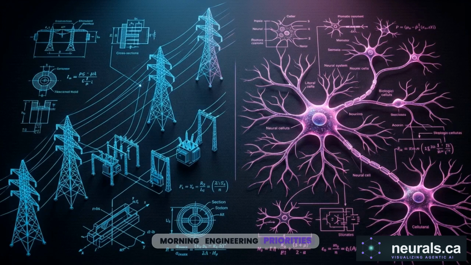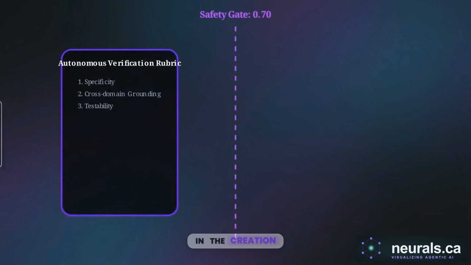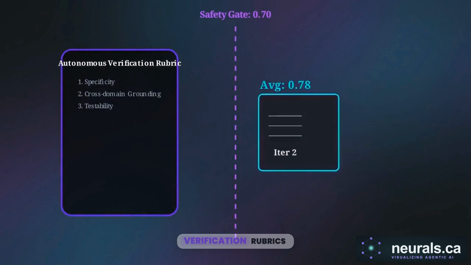Engineering priorities are shifting. The true competitive advantage in the AI space now lies in the creation of autonomous, multi-layered verification rubrics.